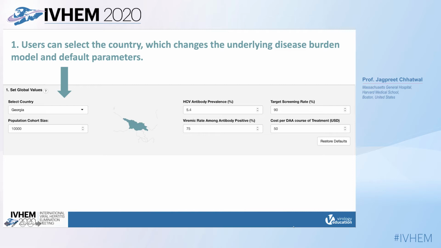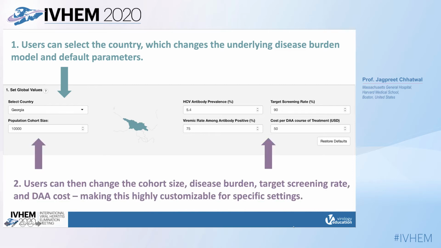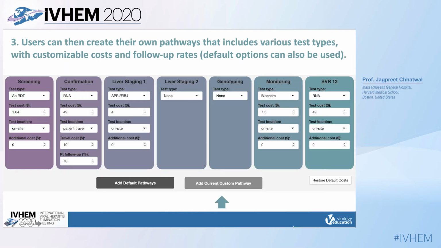As a first step, users select a country, the population characteristics like number of people, the viremic rate, the target screening rate, the cost of DAAs, etc. And then users can select different testing pathways. They can create their own pathways, such as what is the first step for screening, what test is used for confirmation, and what's the location: does the patient travel, or is the testing done on site?